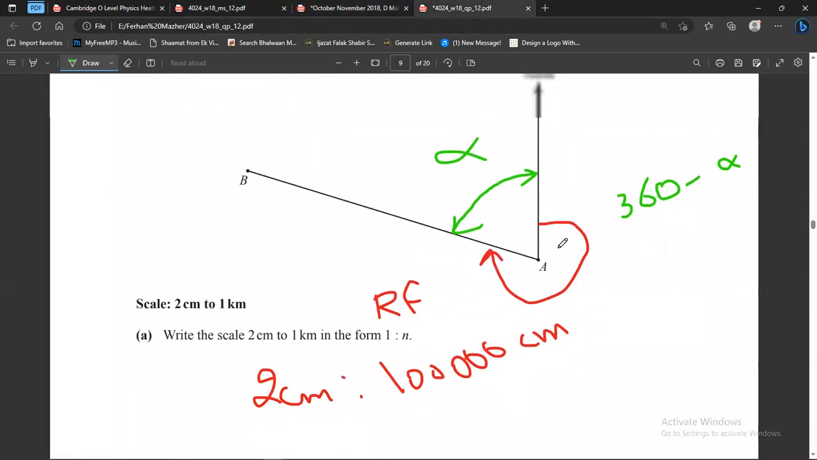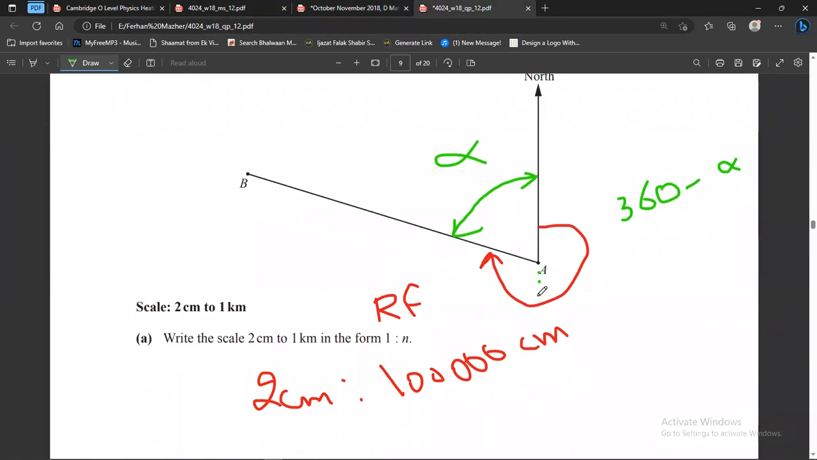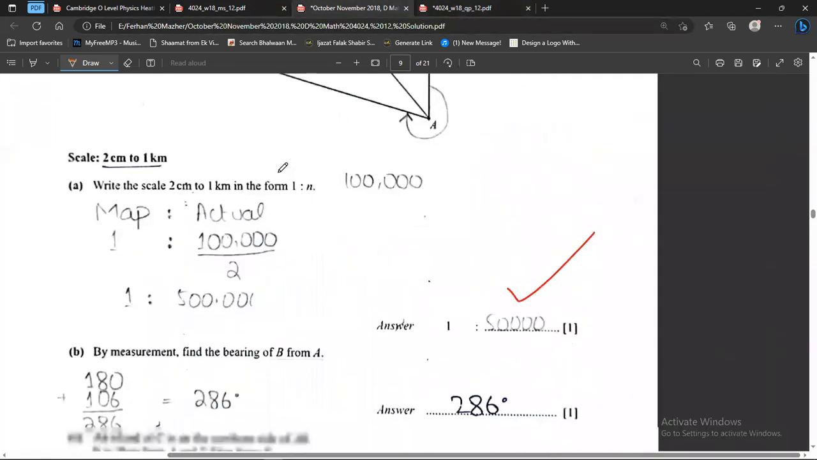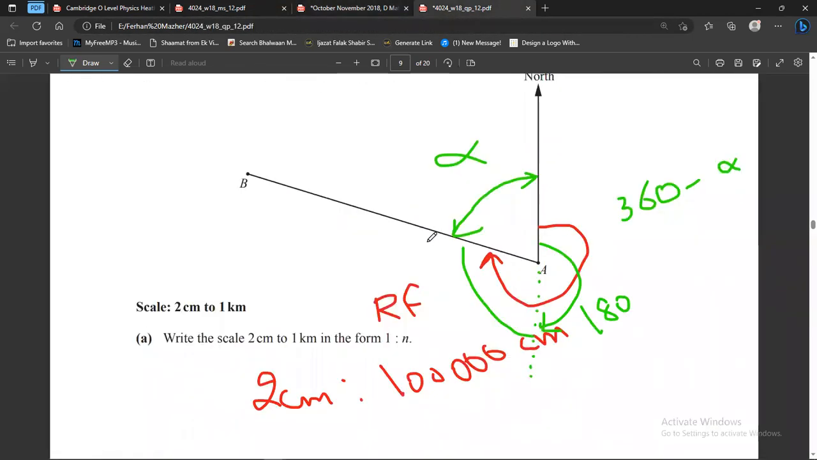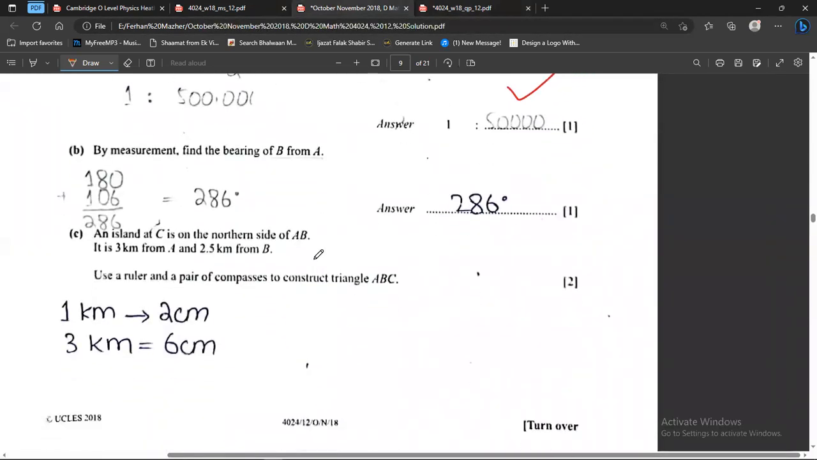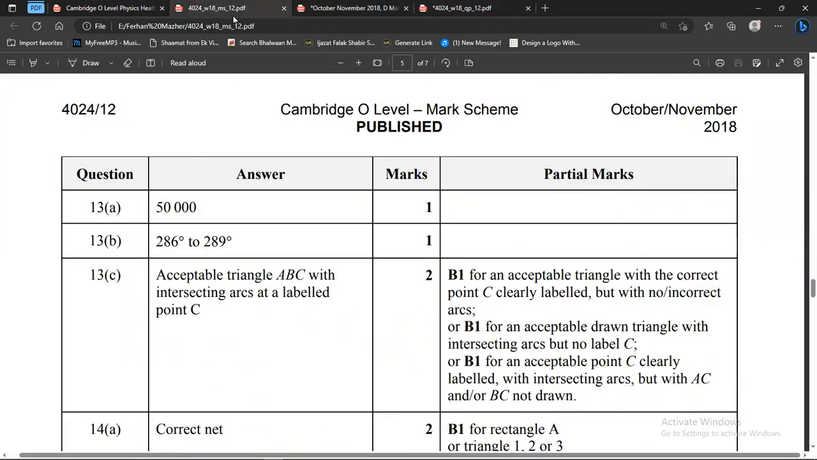This is the basic trick which I used there. This angle up to here is 180. So you measure this angle. How much is it? There we have measured it, it is 106. When you add 180 and 106, you will get 286, and that will be the bearing of B from A. So I told you two tricks, and by either one of them, you can find the answer.